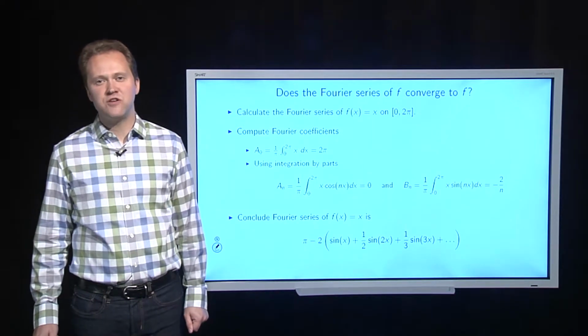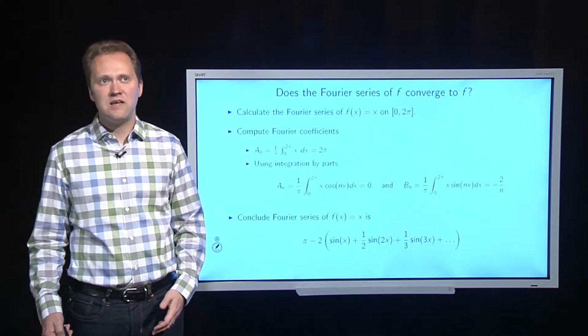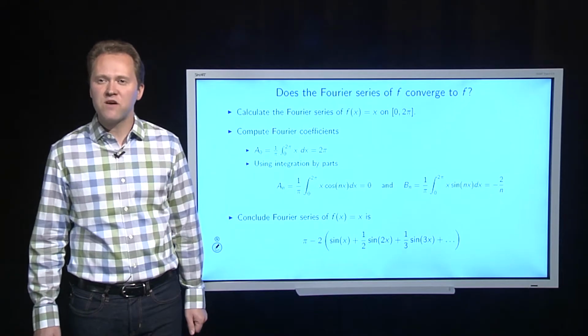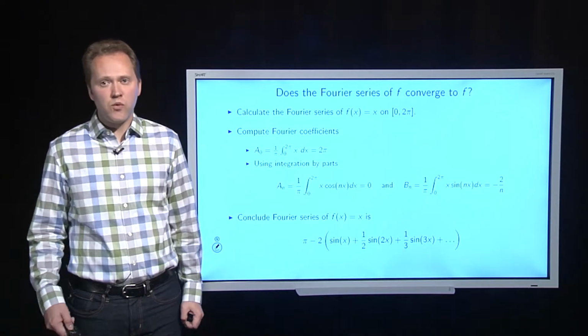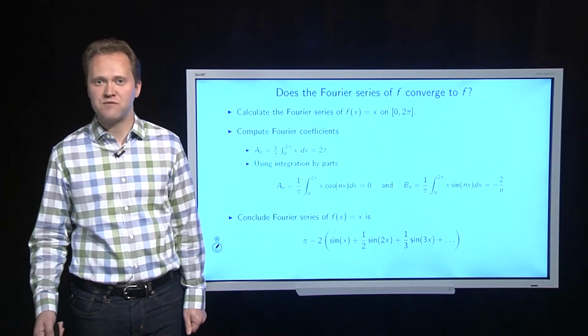But it leaves the question: clearly a finite approximation is likely not to give you exactly the function you started with. But what if you take infinitely many terms? We think that we get closer and closer, so do you actually recover the original function?